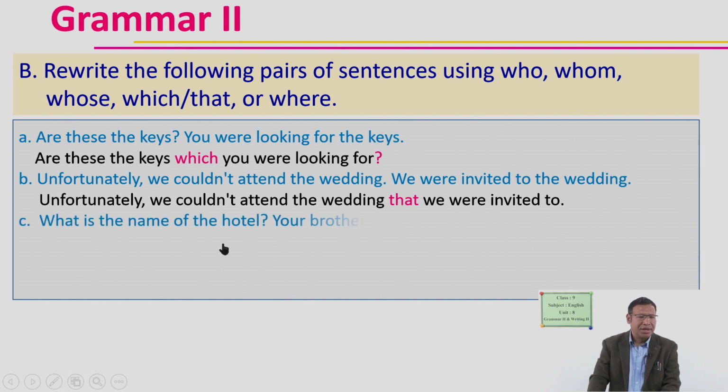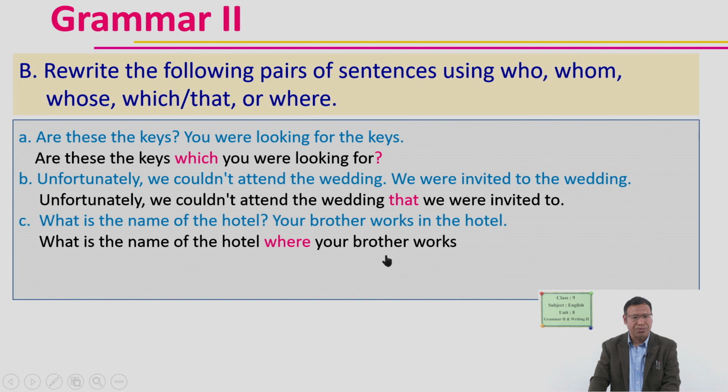Number C. What is the name of the hotel? Your brother works in the hotel. So now, the hotel has been repeated, so you have to replace the hotel. Hotel is a place, therefore we will use where. So what is the name of the hotel where your brother works?